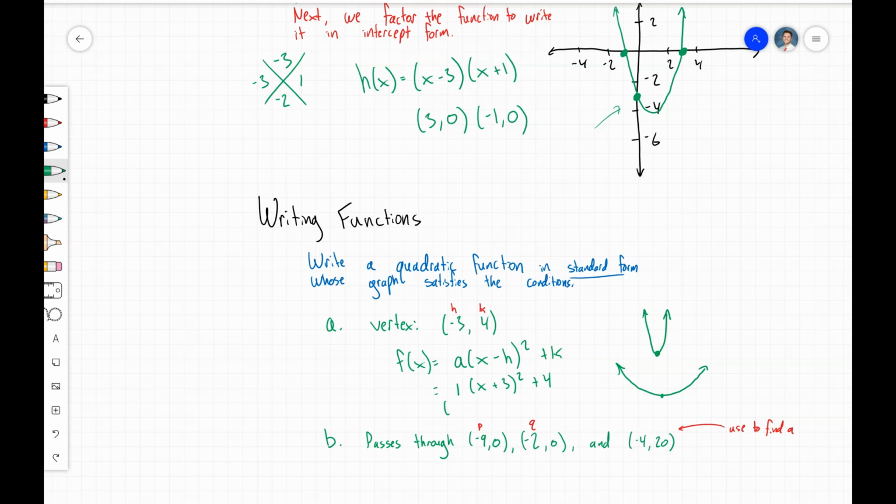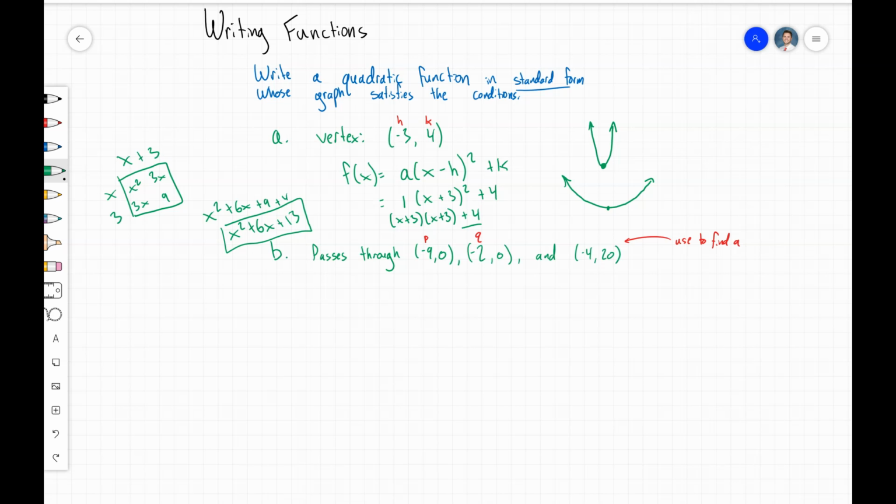So we have x plus 3 squared, which would be x plus 3 times x plus 3, and then we're adding 4. So let's start by multiplying x plus 3 times x plus 3. We get x squared plus 3x plus 9. So that's x squared plus 6x plus 9. And then we're also adding 4. So that would give us x squared plus 6x plus 13. And this would be our function in standard form that has a vertex of negative 3, 4.